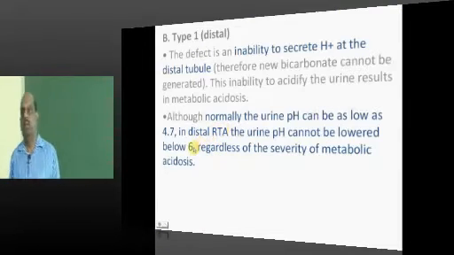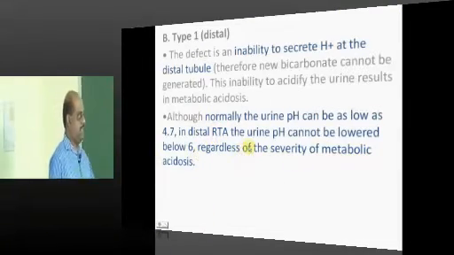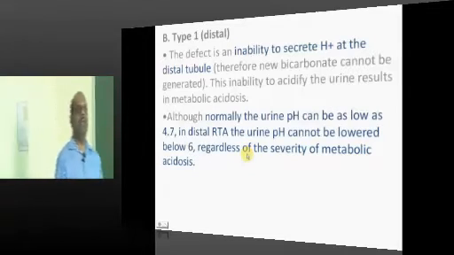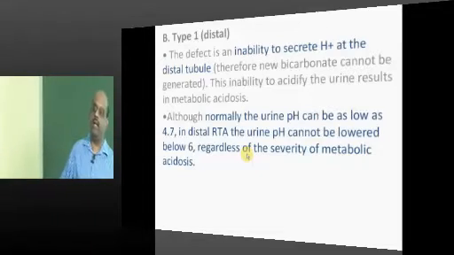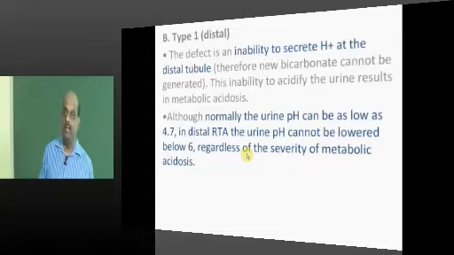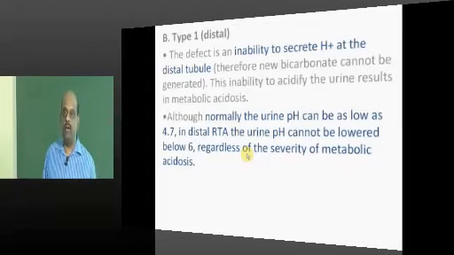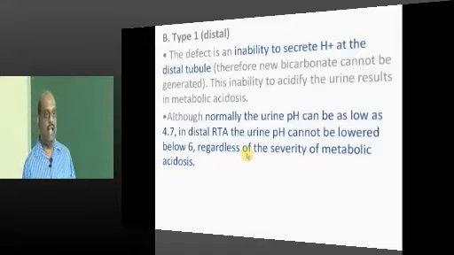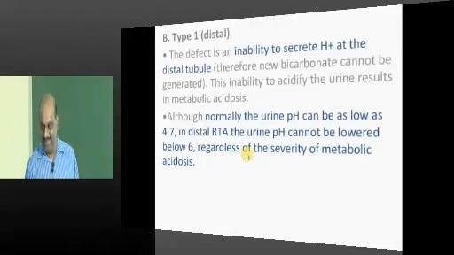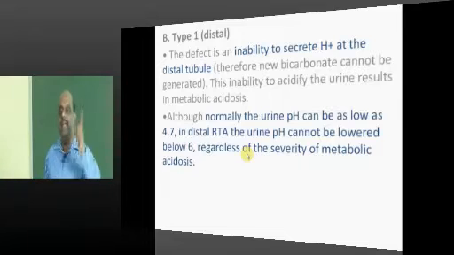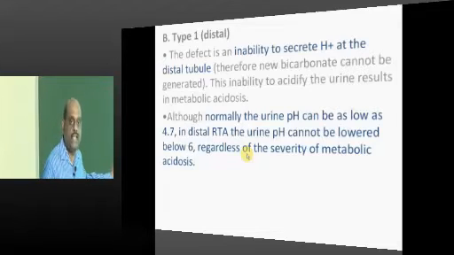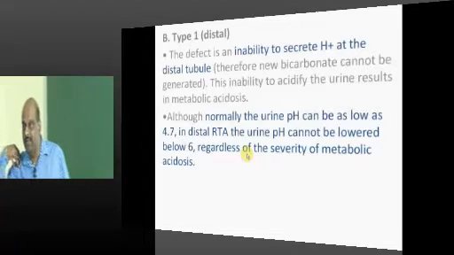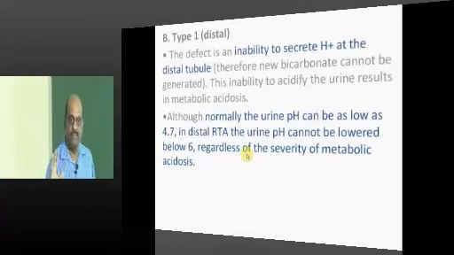Now, whenever there is an acidosis, what is the normal body reaction? The body will try to produce acidic urine or alkaline urine? If there is acidosis in my body, my kidney will compensate by getting rid of that acid into urine, and I produce acidic urine. But the only entity where the urinary pH will never go below 6 in spite of severe acidosis in the plasma is type 1 RTA.